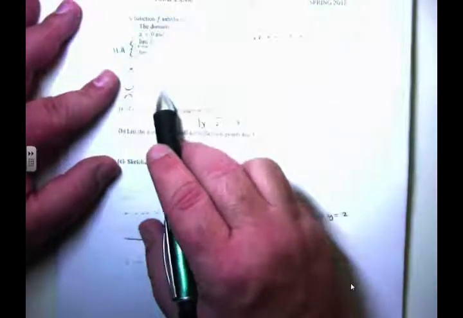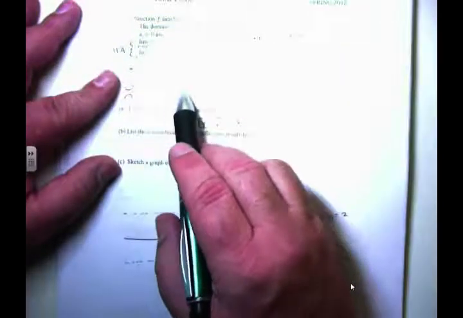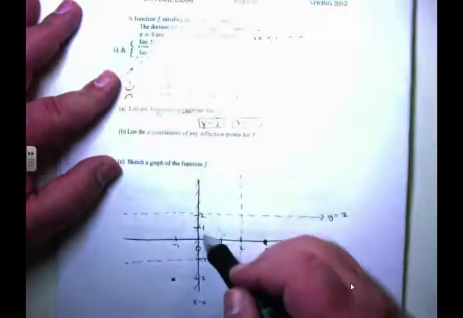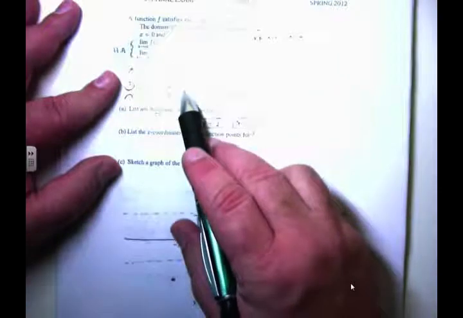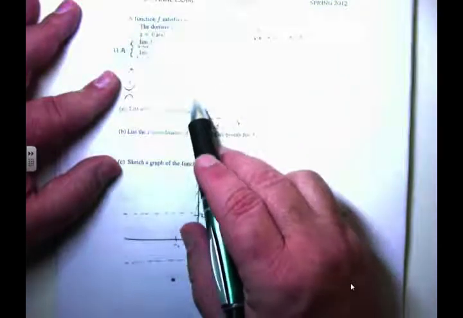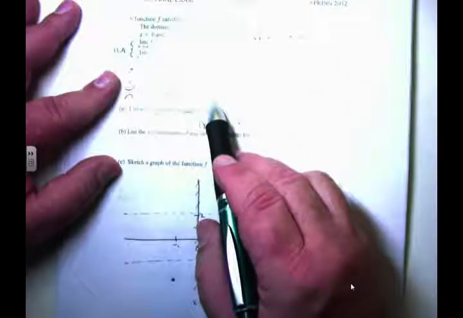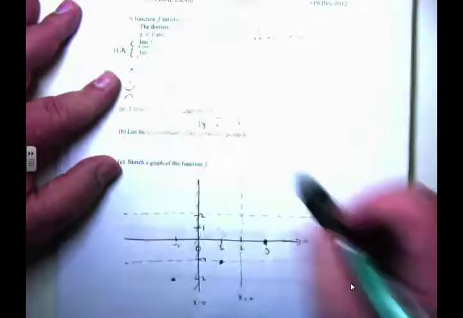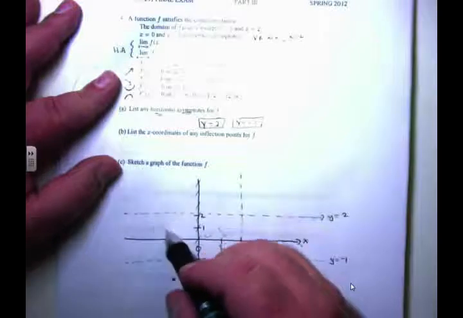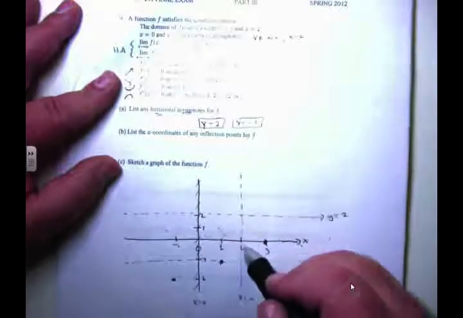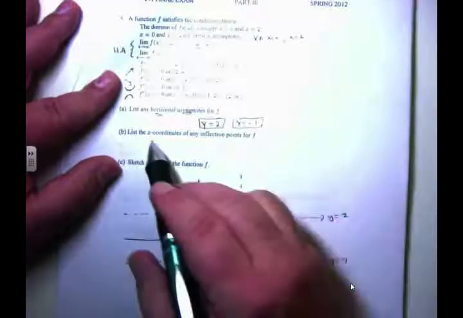This second derivative deals with concavity. I am going to be concave up on the interval between 0 and 1. On the intervals from negative infinity to 0, from 1 to 2, and from 2 to infinity, I'm going to be concave down.